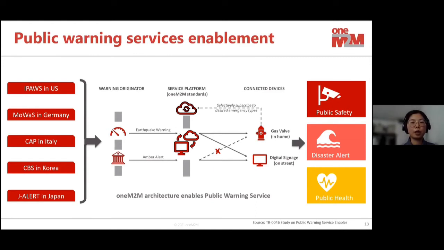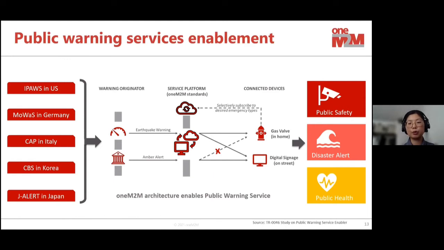We have a warning originator, which can be controlled by a public warning center or by some governance related service center. The information can be shared through a service platform, which can be oneM2M standardized. This platform can help connected devices, which have already subscribed to desired emergency services, to receive a public warning service with a higher efficiency and without overlapping.